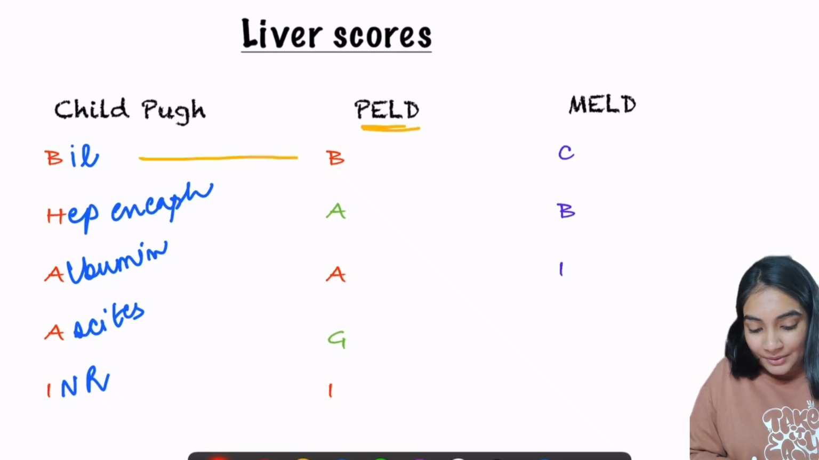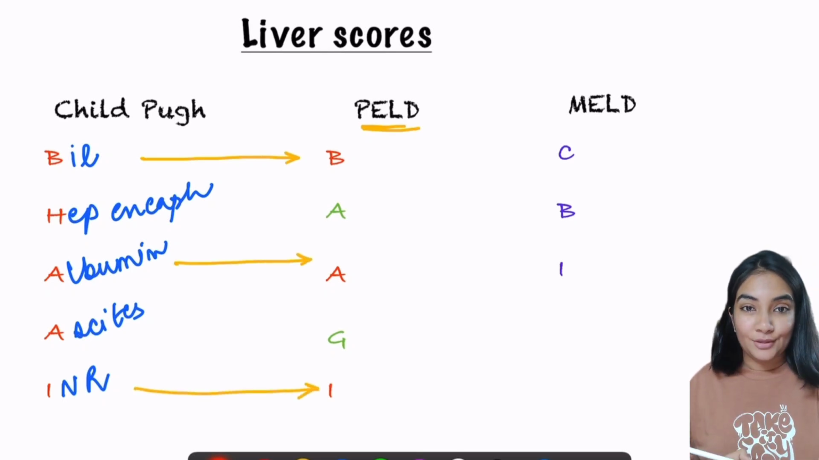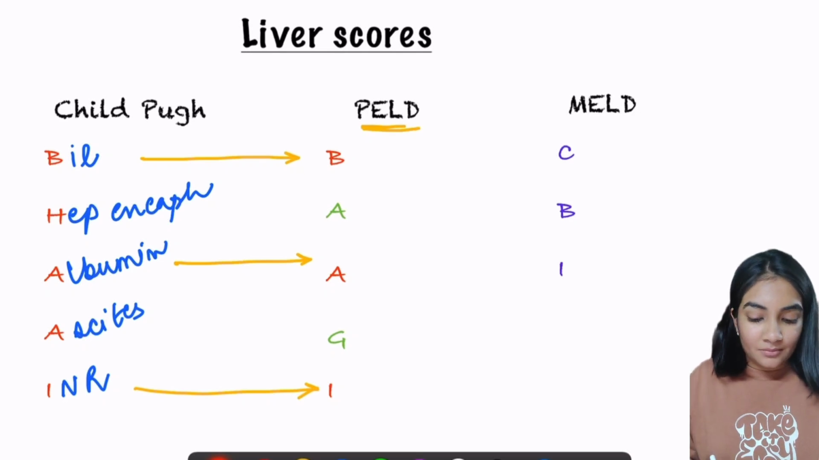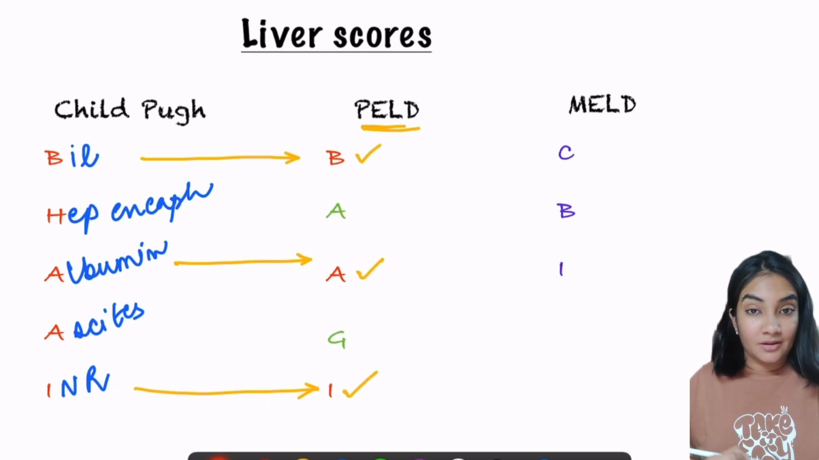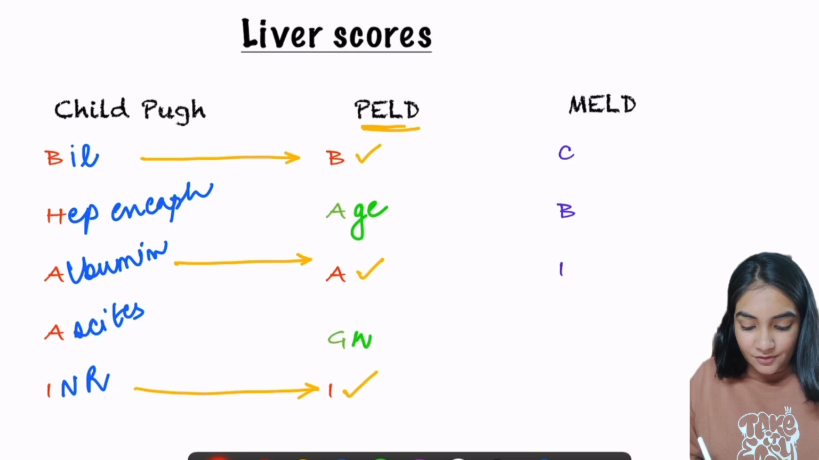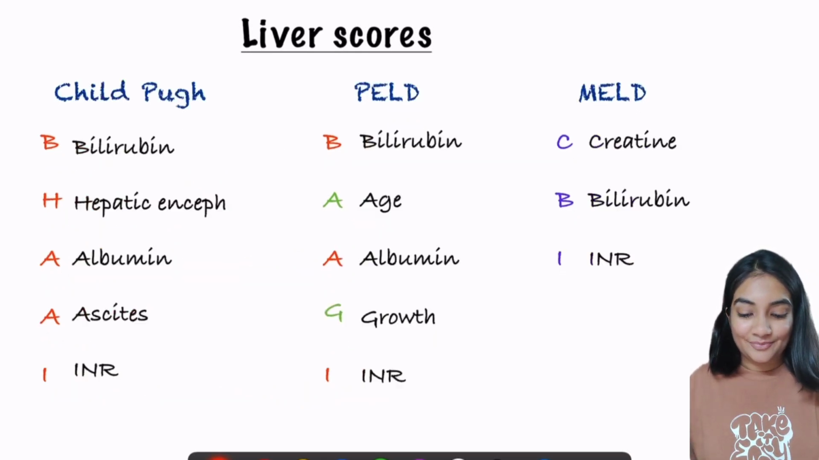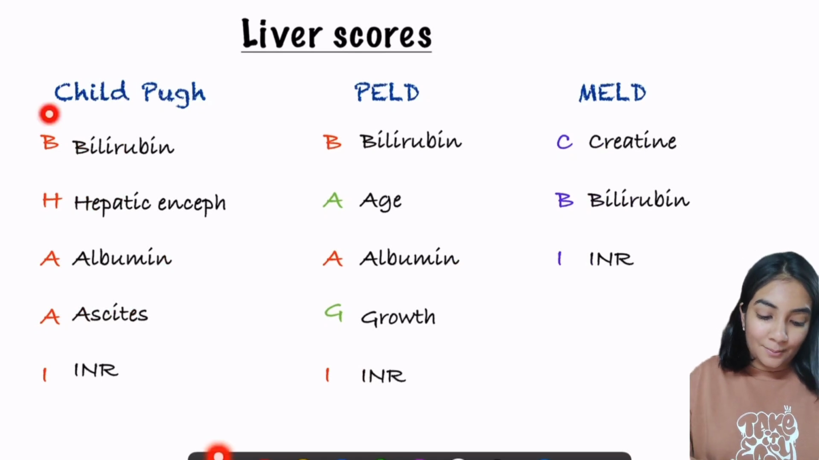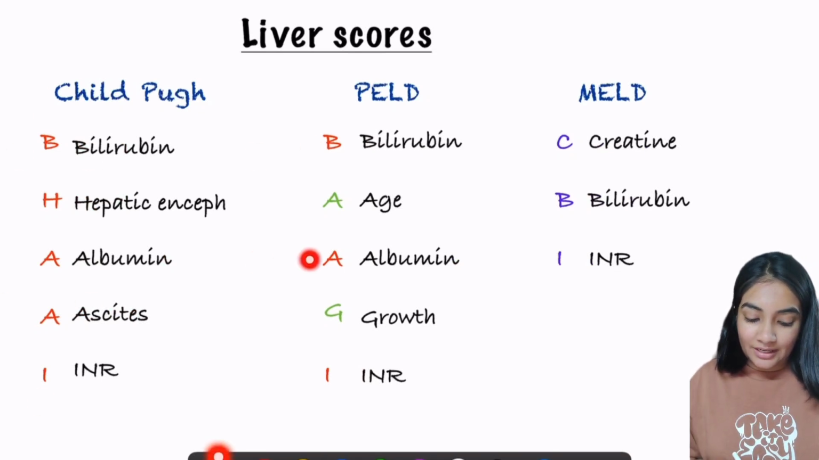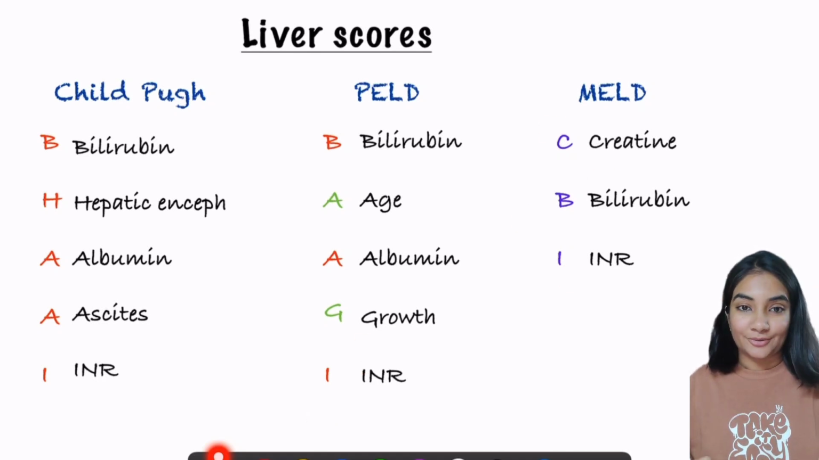That is bilirubin, albumin, and INR. So for PELD you remember BAGI. B same, A same, I same. Apart from that, the other A stands for age and G stands for growth. Let's write this clearly. Child-Pugh, bhai, three of them taken, BAGI, and medal किसको मिला? CBI को. Let's study Child-Pugh in a little more detail.